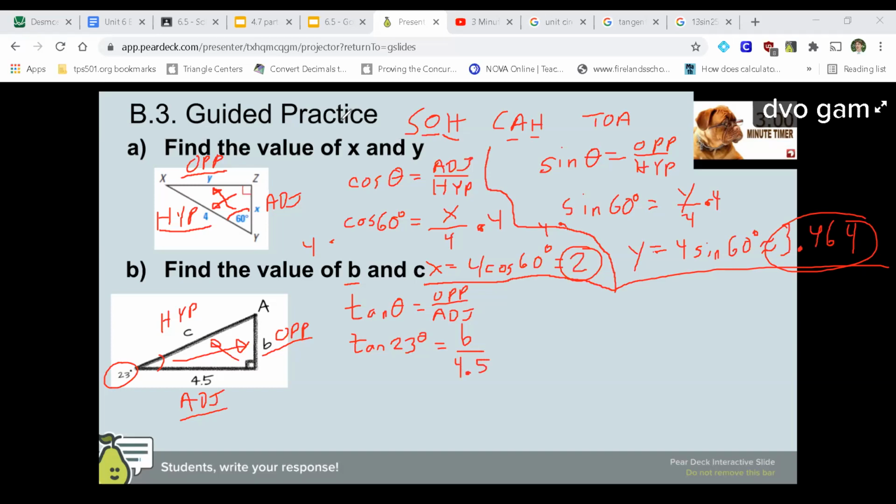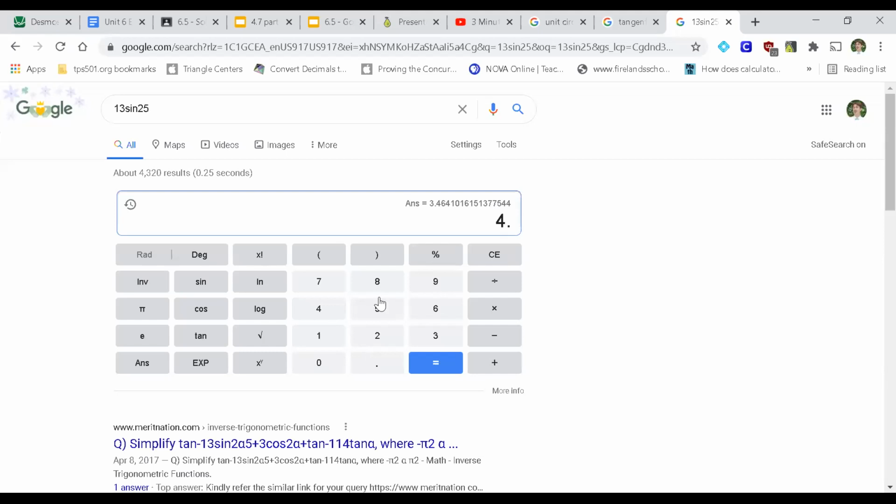If I want to solve this for B, I need to get rid of the divide by 4.5 so I can get B by itself. And the opposite of dividing by 4.5 is to multiply. So B will be 4.5 times the tangent of 23 degrees, which is about 4.5 times tangent 23. 1.910.